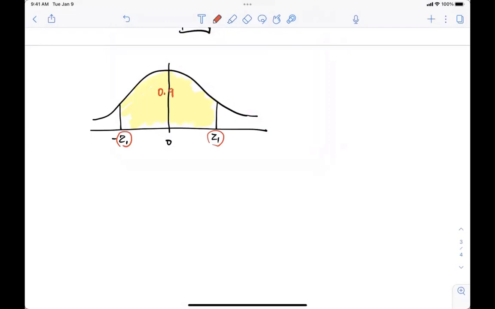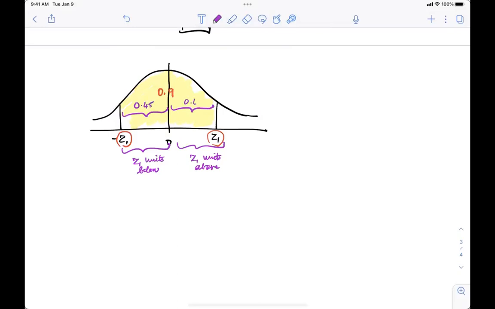Now, based on the symmetry, we know that if this is Z1 units below, and this is Z1 units above, and because they are equidistant away from the mean, the area that is enclosed from this point to 0 will be the same as the area that is enclosed from this point to 0. So essentially, the 90% of the area which is in this shaded region is split equally on either side of the mean. So we have this area equal to 0.45 and this particular area equal to 0.45.